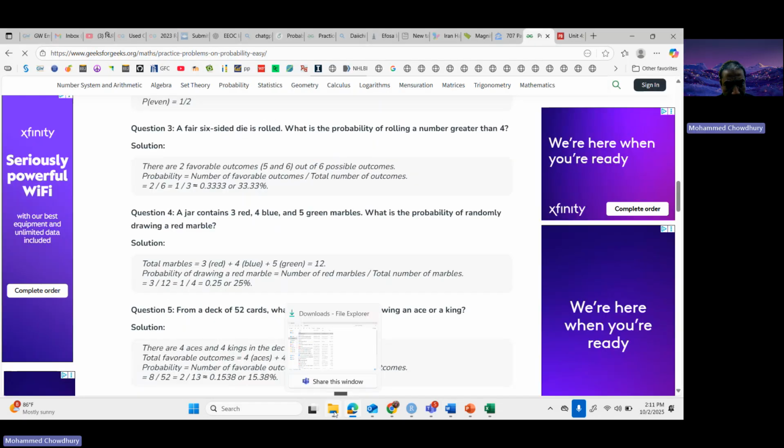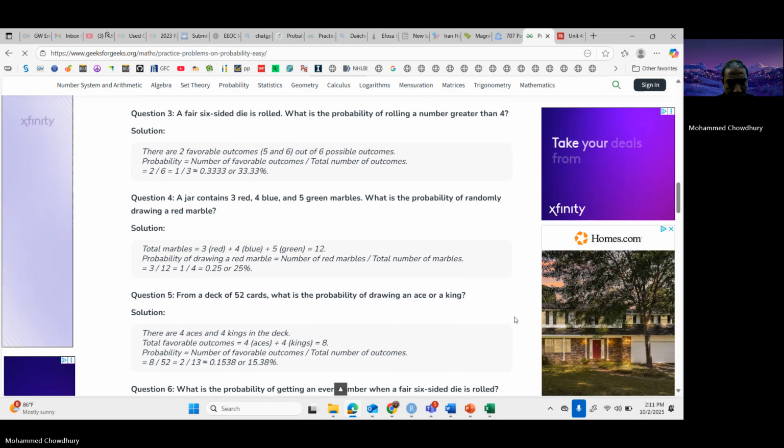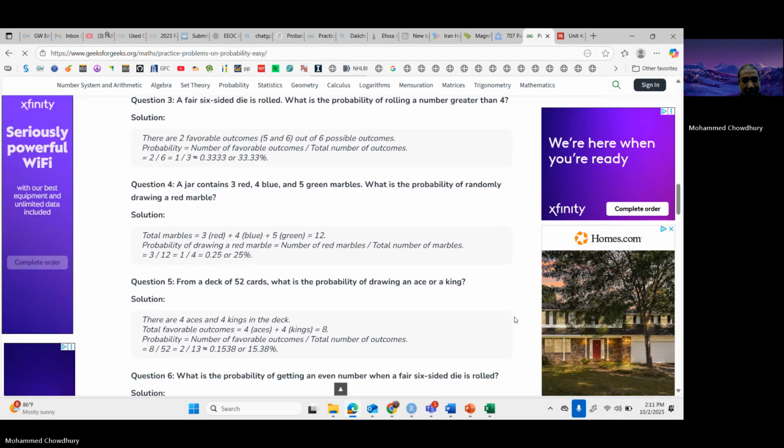Okay, so take a look at that. Just a simple problem like this. A jar contains 3 red, 4 blue, and 5 green marbles. So there are altogether 12 marbles. And if a marble is selected, what is the probability that it should be red? So there are 3 red out of 12. So that is why it is 3 over 12. Okay? This is the problem.